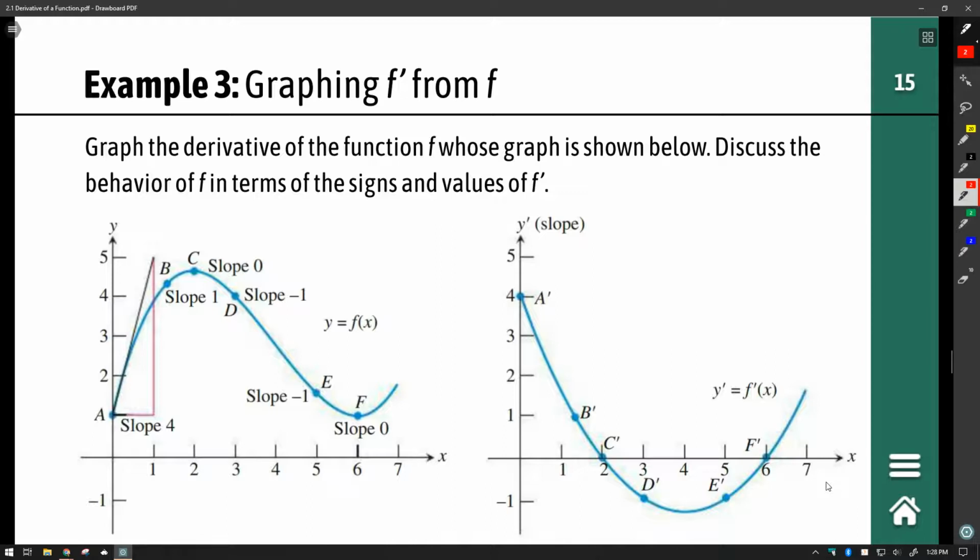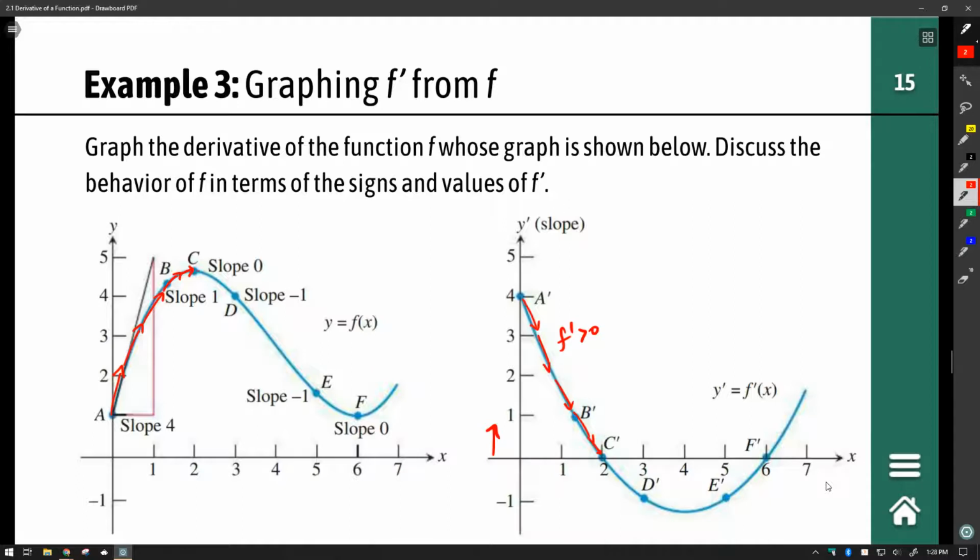So the next part of this question is to discuss the behavior of f in terms of the signs and values of f prime. So I want you to notice something here. Look how the graph of f is increasing, going up all the way until we get to point C. And notice that in correspondence on the graph of f prime, this function, even though it's decreasing, it's all above the x-axis. So f prime is positive.